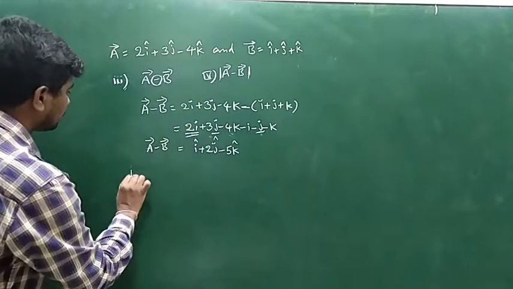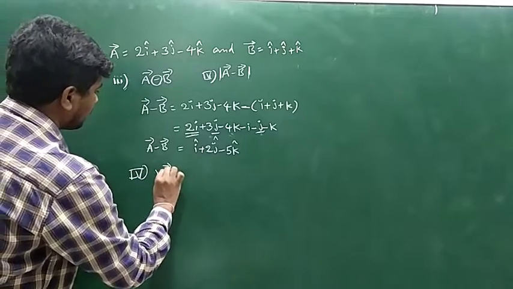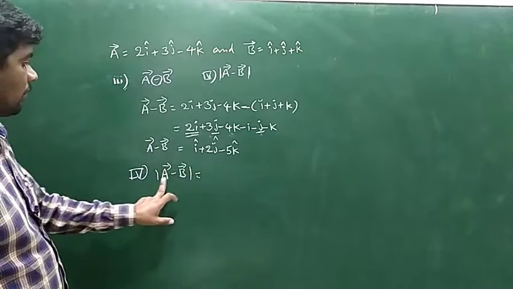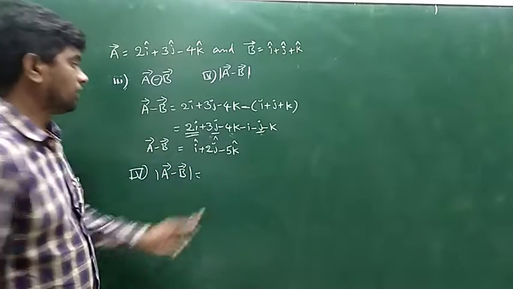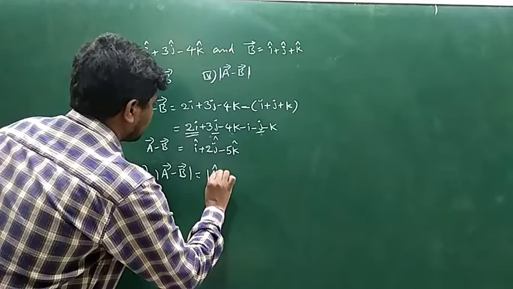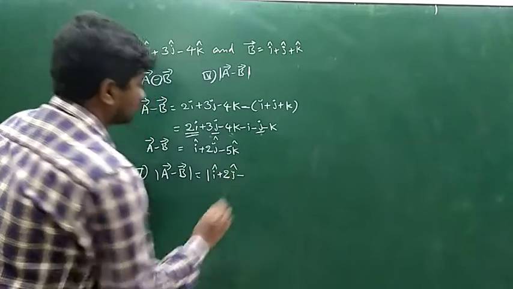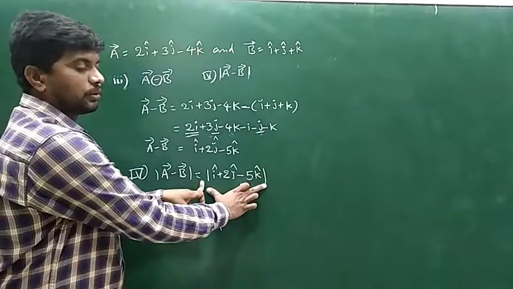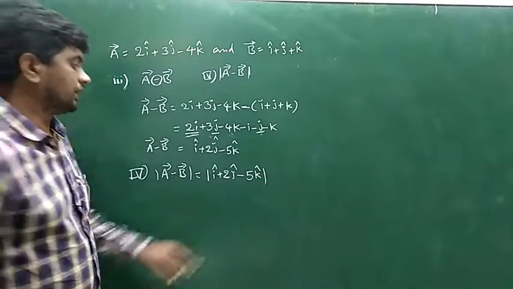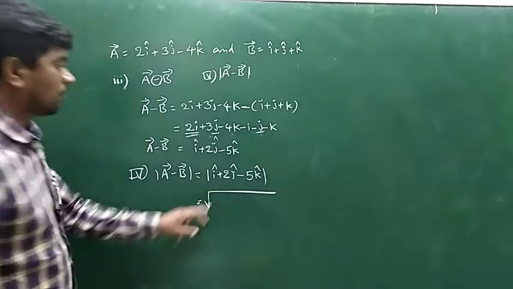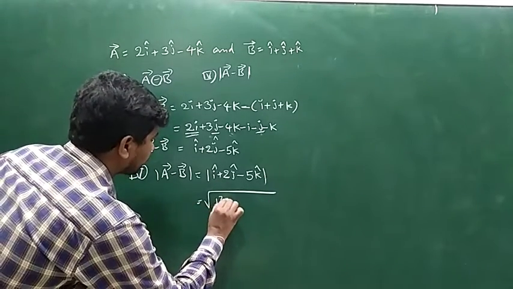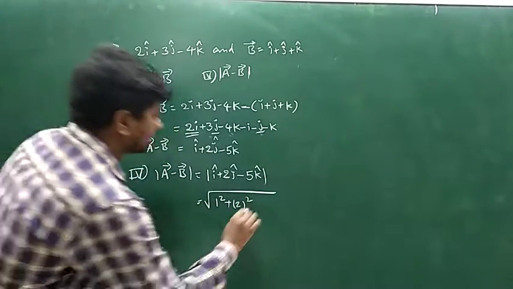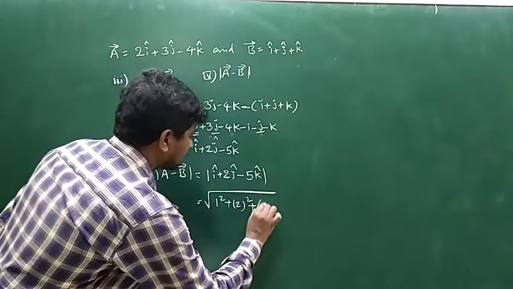The fourth one is mod a bar minus b bar. The solution of the third: a bar minus b bar equals i plus 2j minus 5k. Therefore, mod of i cap plus 2j cap minus 5k cap. The mod means the magnitude. The magnitude of i plus 2j minus 5k is the square root of that formula: ax square, it means 1 square, ay square means the 2 square, plus az square means the 5 square.